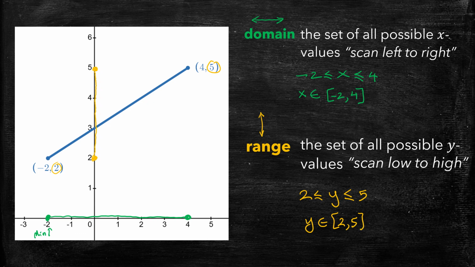Moving forward, we will not even write x is contained. We'll just write the interval notation like this for the domain and range, and that will imply that we're either talking about x or y.